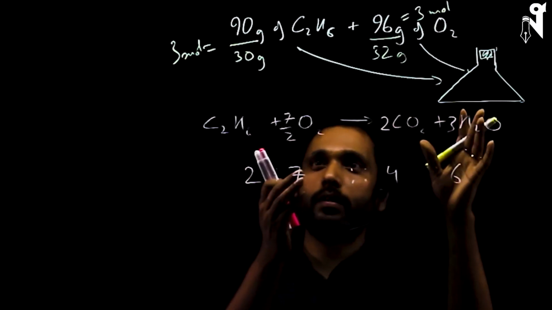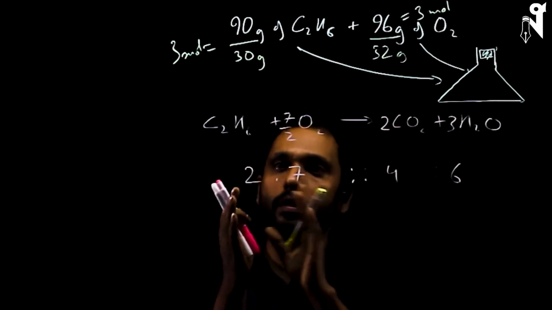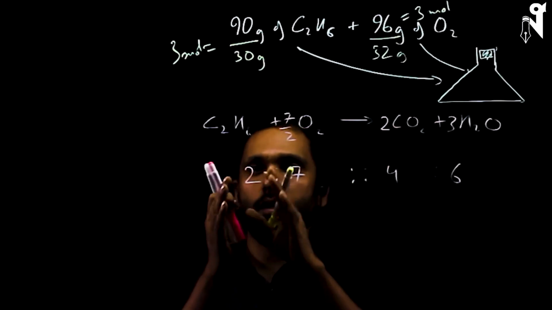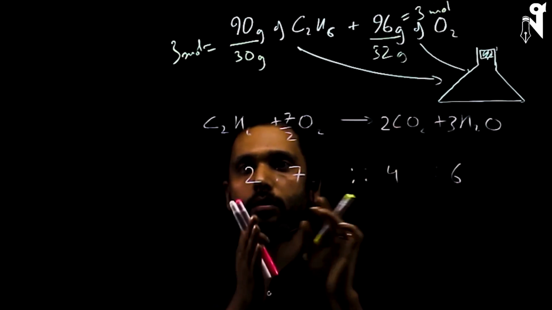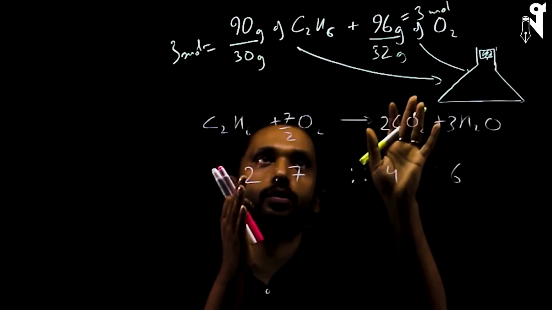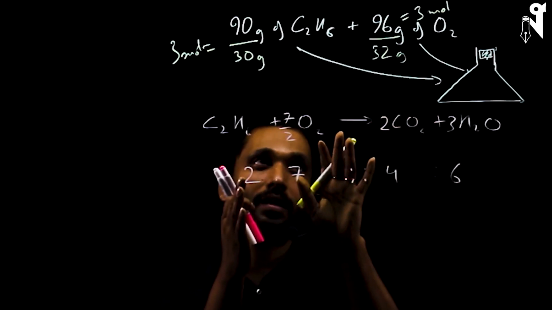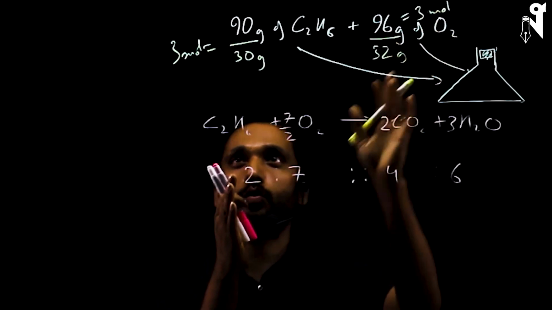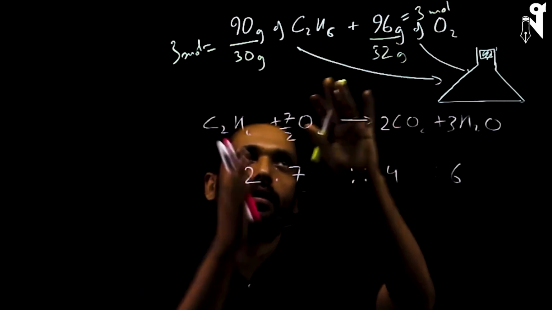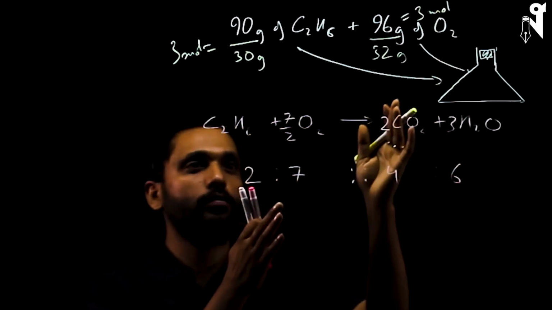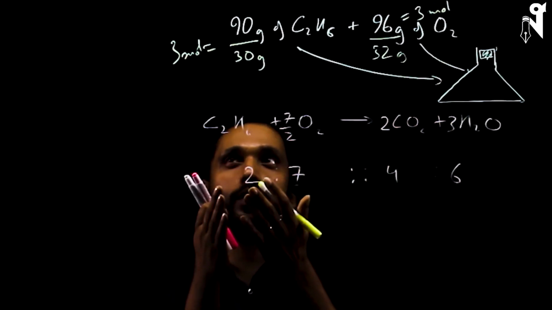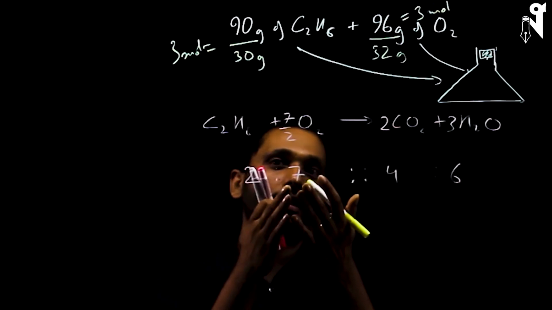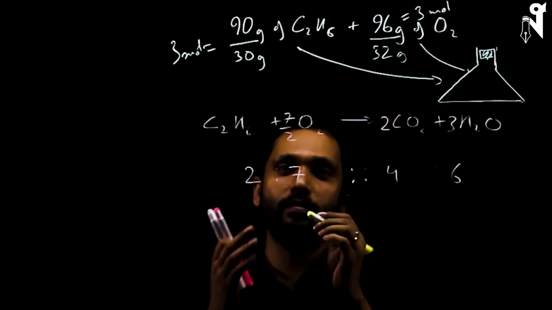So will 3 moles react with 3 moles? No, we have balanced and found out that 2 reacts with 7. So 3 of ethane is going to react with 7 by 2 times more, that is more than 7. So 2 reacts with 7, 3 reacts with more than 7. We don't have more than 7. So all the 3 of ethane can't react because we don't have so much oxygen. We don't even have enough oxygen to make 2 ethanes react. 7 oxygen is required to make 2 ethanes react. We have just 3 oxygen.